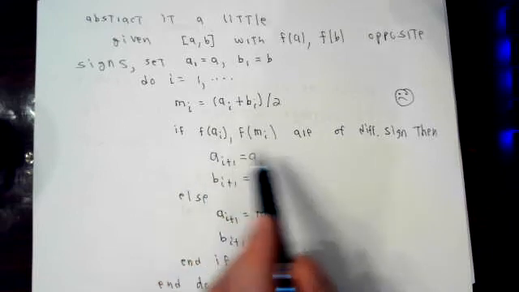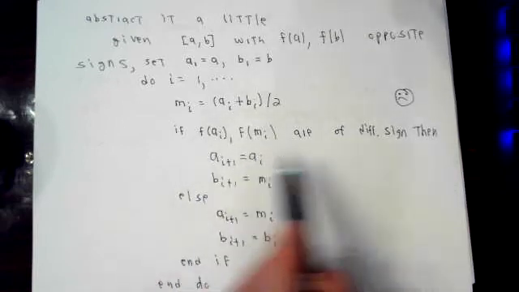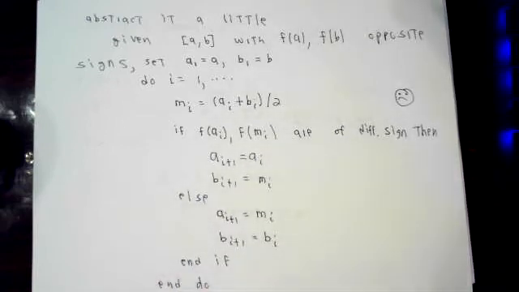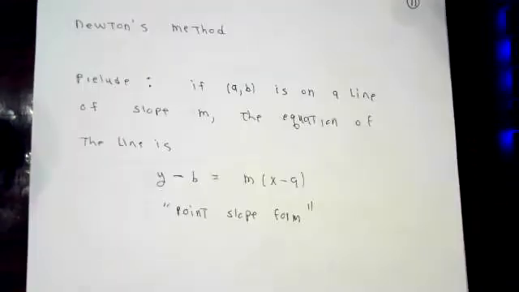Also, we need some mechanism for determining whether the f of a_i and f of m_i have the same sign or the opposite sign. People sometimes use what they think is a clever trick, which ends up shooting themselves in the foot later. We'll talk about that later on as well.